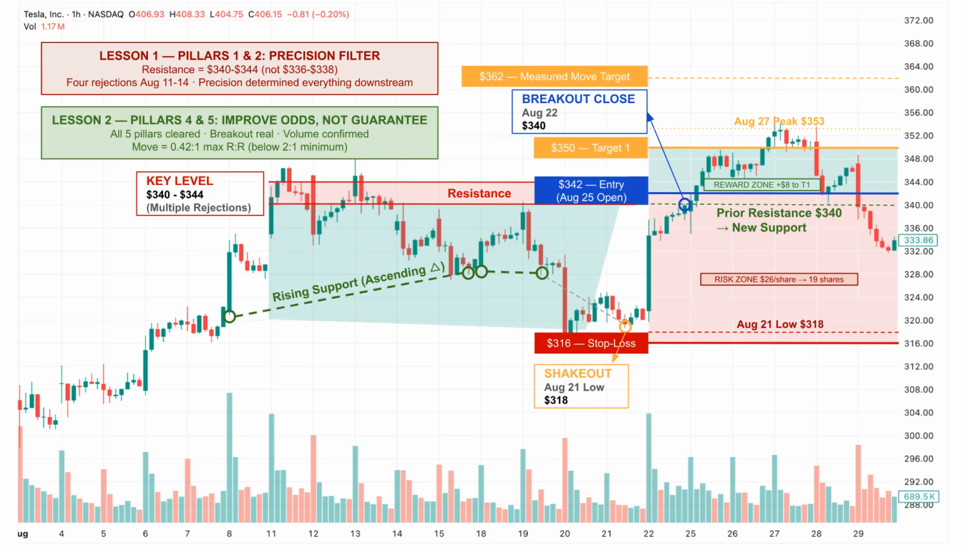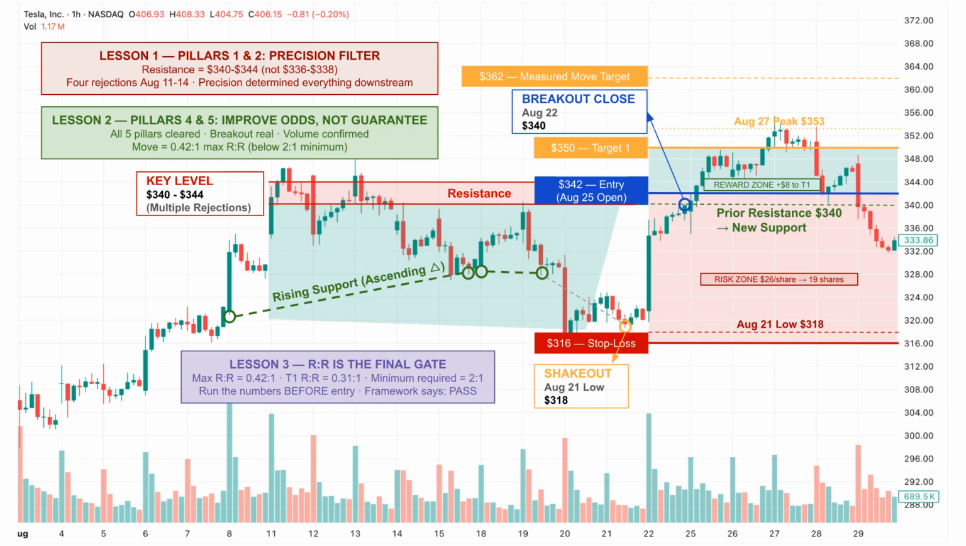Lesson 2. Pillars 4 and 5 validate the environment, not just the setup. All 5 pillars cleared on August 22nd. The breakout was real. The volume was genuine. The market context was supportive, and yet the move produced less than half of the measured move target. Pillar 4 and Pillar 5 improve your odds. They do not guarantee outcomes. The underlying driver of the modest move was Tesla's natural 1-hour chart volatility producing a $26 stop, which compressed the reward-to-risk ratio before the trade began.